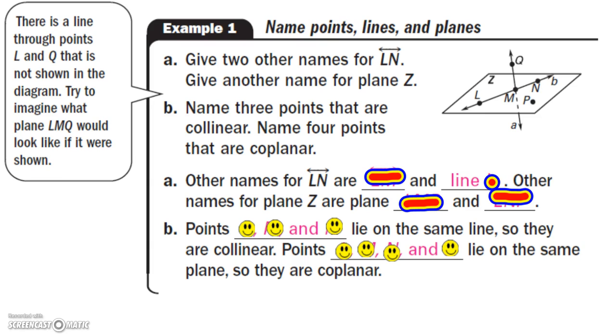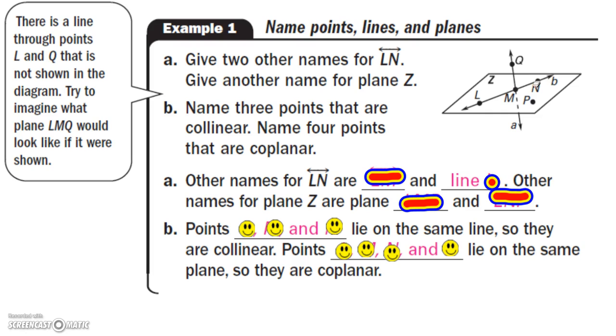So let's see how well you understood this. Let's look at example 1. Give 2 other names for line LN. So here is line LN. Here's N. Here's L. So this is a line. What's another name for line LN? What do you think?